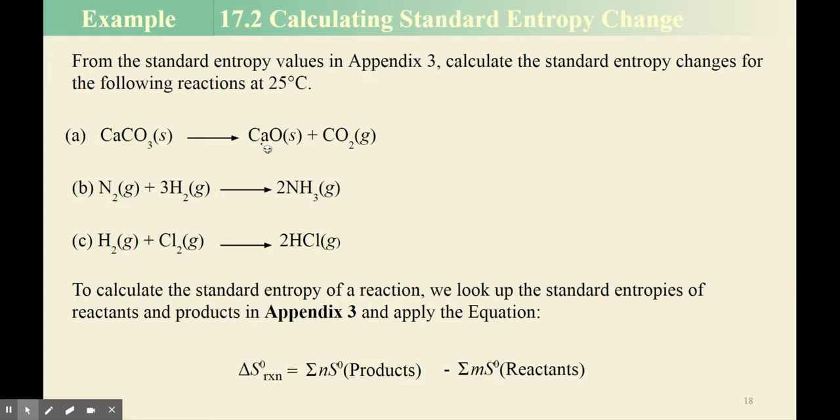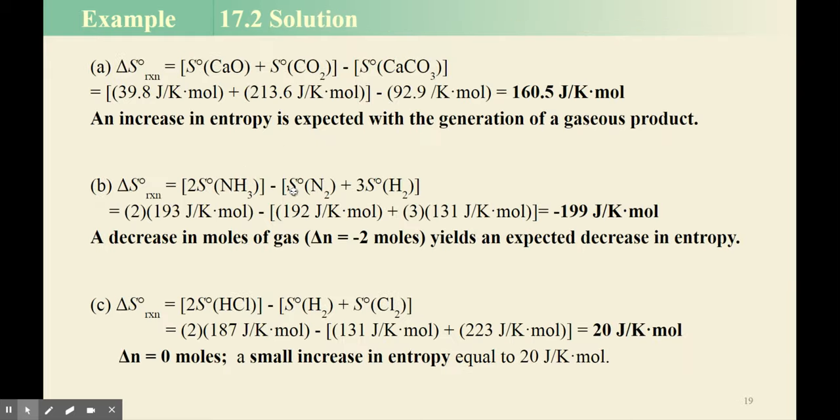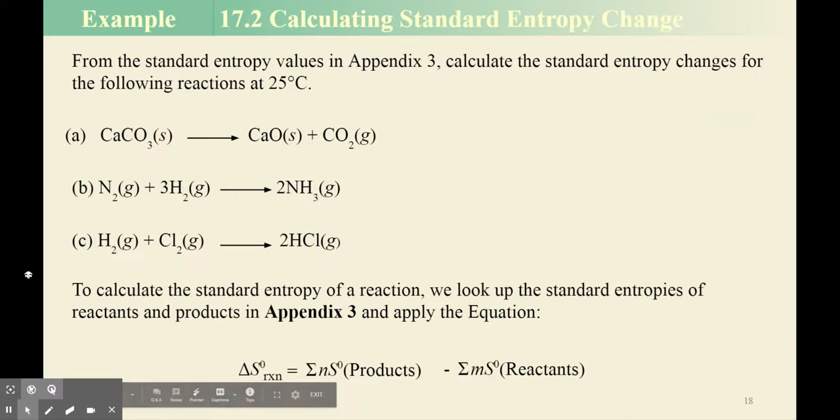And since the coefficients are both one, you just add them together and then you subtract calcium carbonate. So here's what that looks like. Here's calcium oxide. Here is carbon dioxide. So add them together and then subtract calcium carbonate. So overall, we have an increase in entropy.